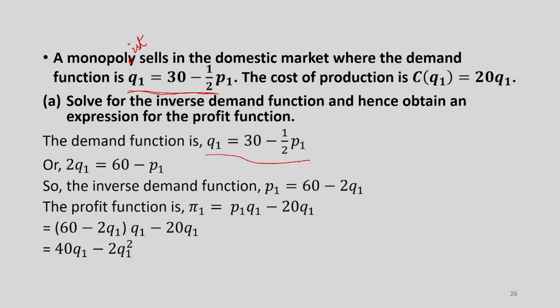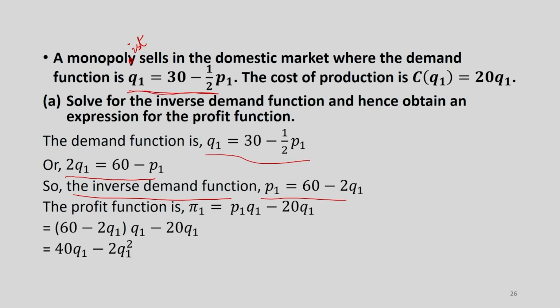Now, the demand function is given by Q1 is equal to 30 minus P1 divided by 2. Now, that is equivalent to 2 Q1 is equal to 60 minus P1. I have multiplied both sides by 2, and from here I will get P1 is equal to 60 minus 2 Q1, right. Now, actually I have P1 as a function of quantity. This is the inverse demand function.